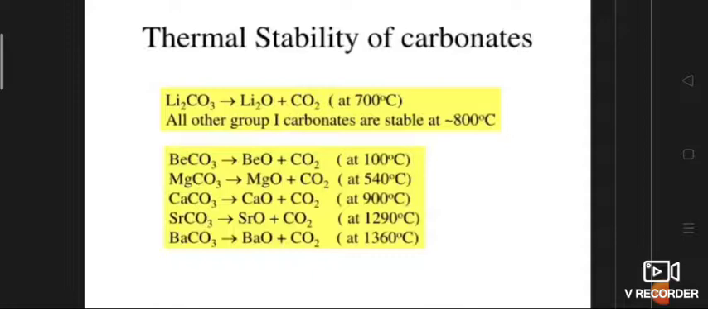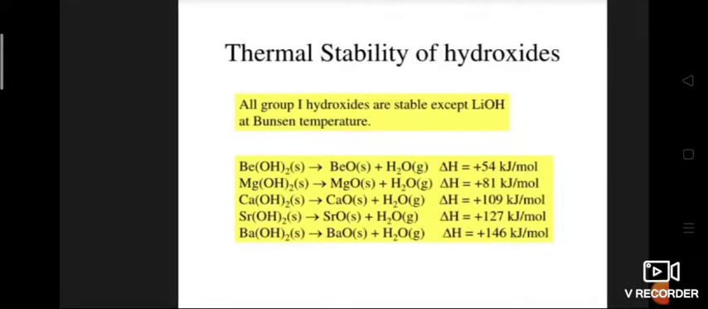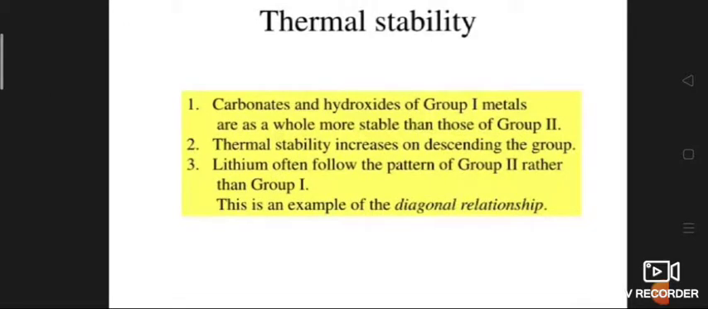As we move down the group in group 2, the thermal stability increases, beryllium needing less energy. All group 1 hydroxides are stable except lithium hydroxide. So carbonates and hydroxides of group 1 metals are all more stable than group 2. Thermal stability increases on descending the group.